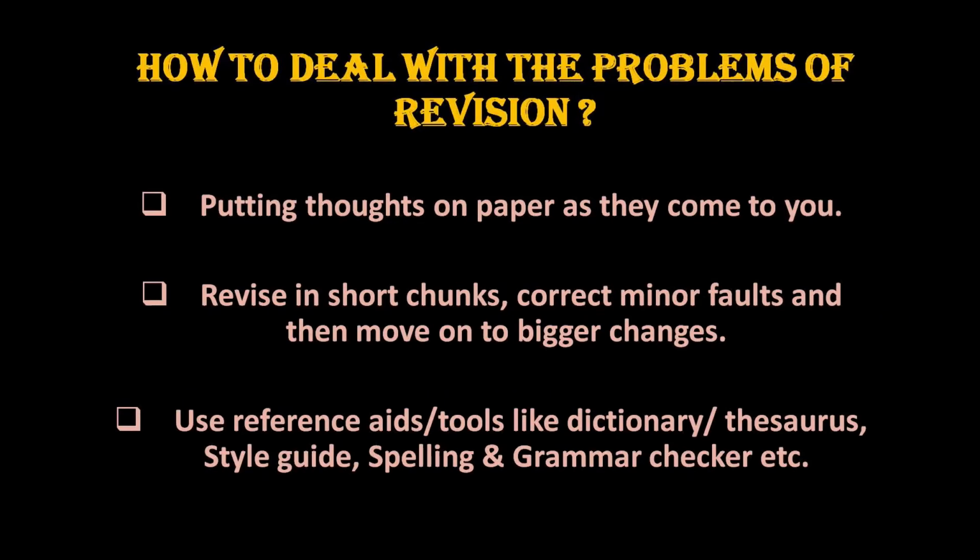We are now almost at the end of this video, and here we will know how to deal with the problems of revision. At this step, we might encounter a lot of problems. Now let's see how you can deal with them. Number 1, try to jot down random thoughts on paper. Putting your thoughts instantly on paper will help you in the long run. You can make side notes or write down alternative words, phrases, sentences as they come to your mind. Say if you are writing a poem, think of the syllables, pattern, rhyme schemes as they come naturally to you.